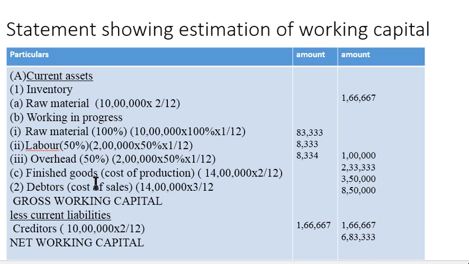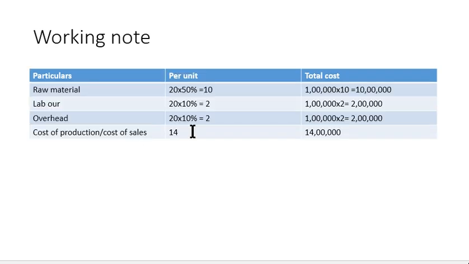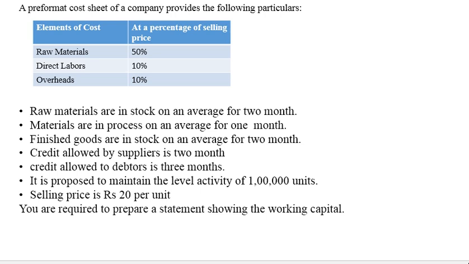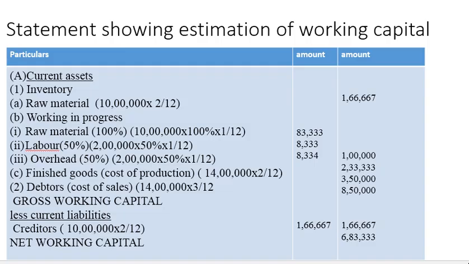Now how are the finished goods valued? Finished goods are valued at cost of production. This I have explained in the format itself, how to calculate the cost of production. So here I have done it in the working note, the cost of production is 14 lakh. So 14 lakh into how many months it is stock, how many months they will keep the finished stock. It is there in the third point: the finished goods are in stock on an average for 2 months. So in the problem you will write 14 lakh into 2 by 12, you will get 2 lakh 33,333. Okay.